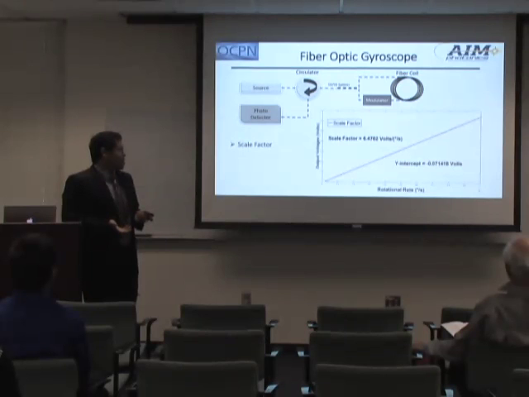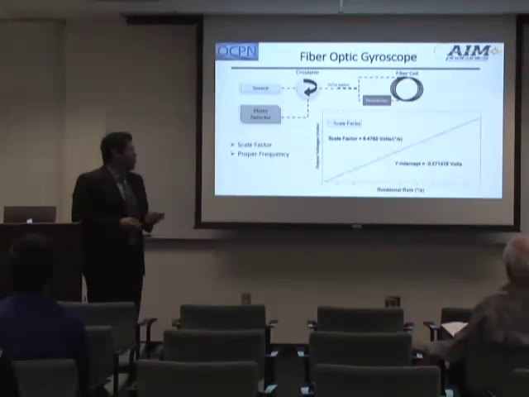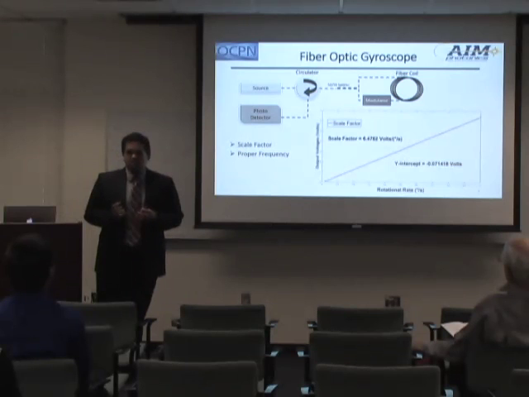So that's pretty important. Next is something called the proper frequency. So the proper frequency is the frequency that we want to bias the phase modulator at so that we can ensure that the optical gyroscope is functioning at its most sensitive level.